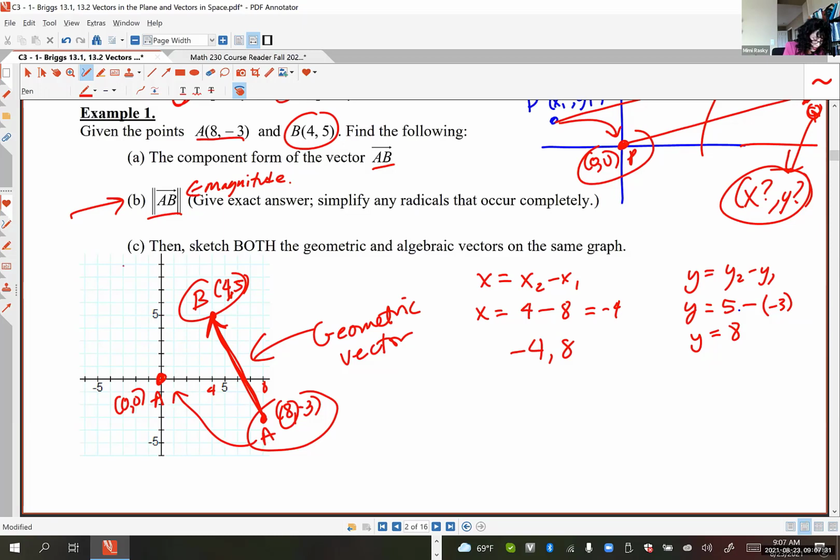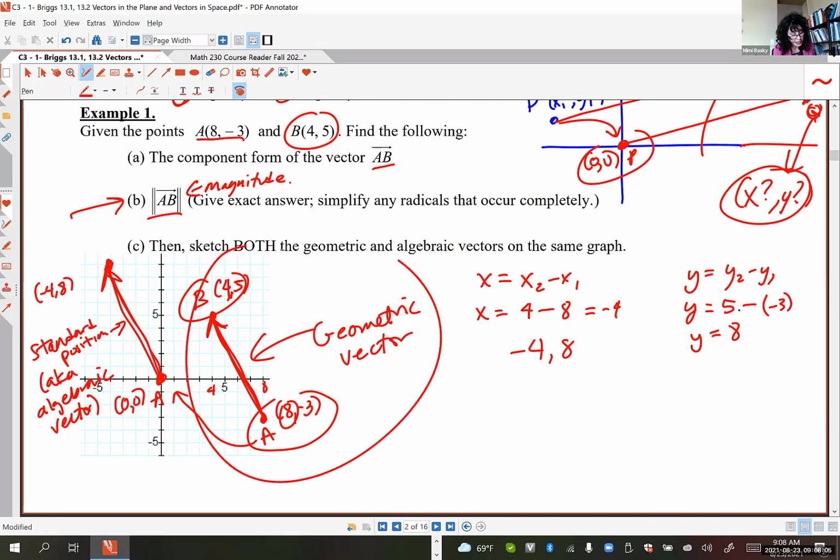So if I graph that, where is it? Right there. -4, 8 is the new B. And there's our vector. Notice that this new vector is now in standard position. We call this standard position when the initial point is located at 0, 0. And it's also known as an algebraic vector. It's algebraic once you've moved it over into the standard position, as opposed to being a geometric vector located somewhere out there, but not in standard position.